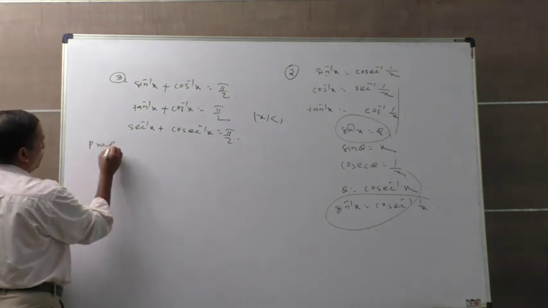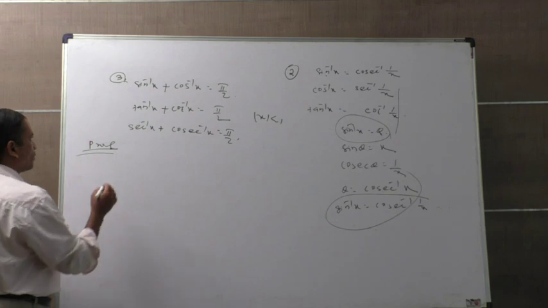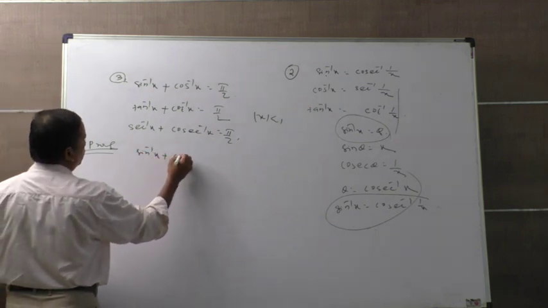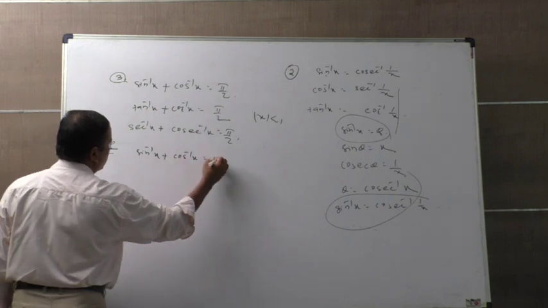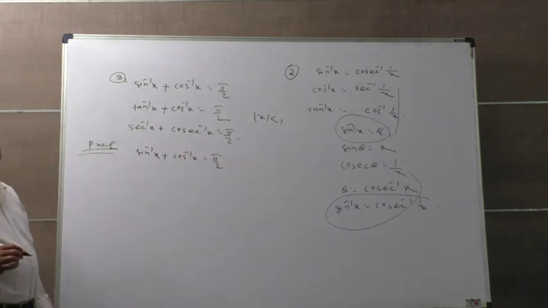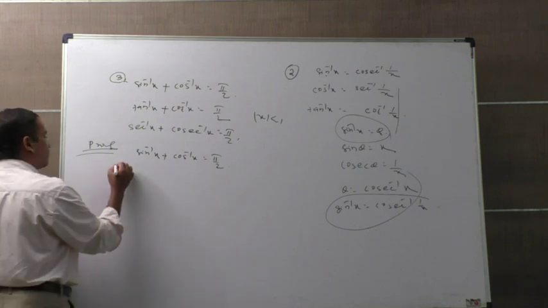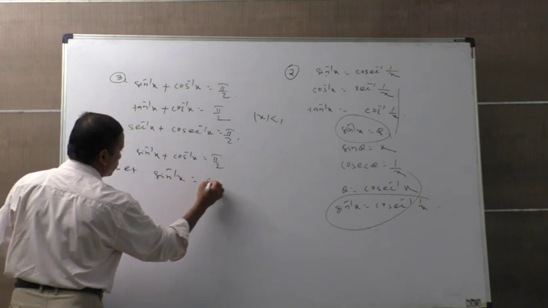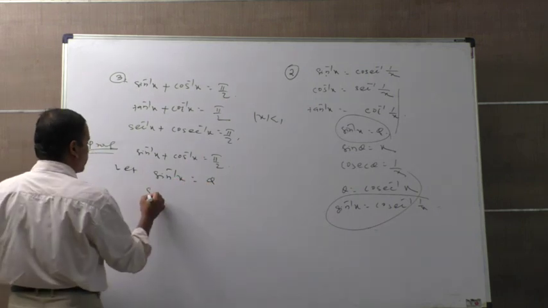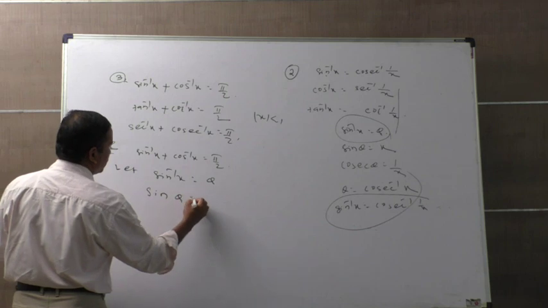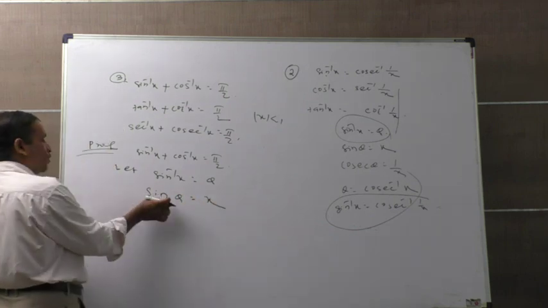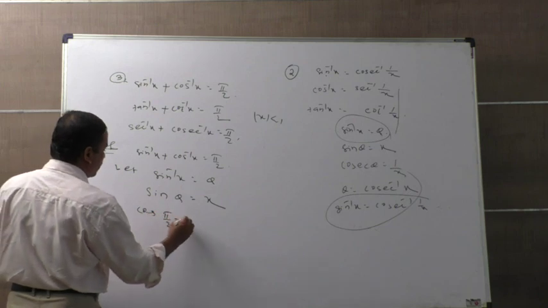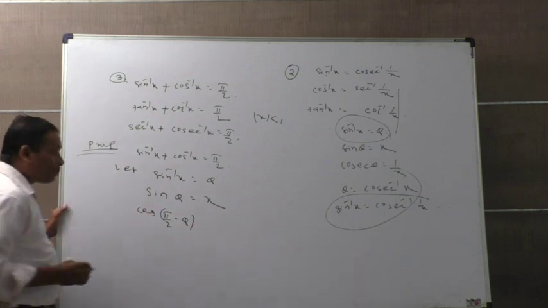One of them should be proved. Suppose I will prove sin inverse x plus cos inverse x is equal to pi by 2. We have to prove this. Let sin inverse x be equal to theta. Sin theta is equal to x. We know sin theta is cos of pi by 2 minus theta, that is 90 minus theta.